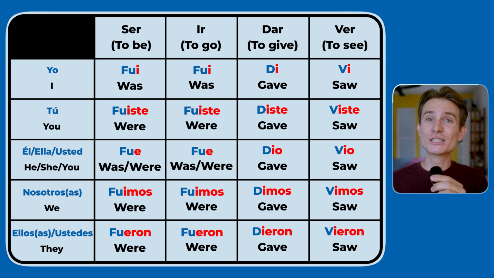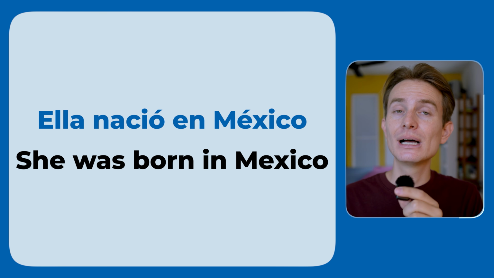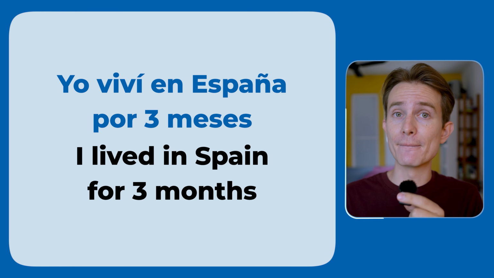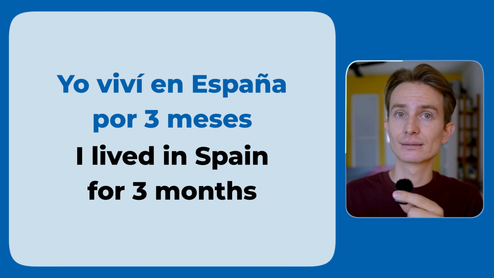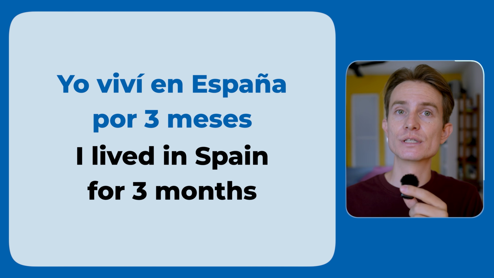So remember, the preterite is used for one-time actions in the past. Here are various examples for you. Compré un carro nuevo. Ella nació en México. Empezó a llover. Now, an important thing to understand when using the preterite is that we use it for specific times. For example, in 2019, I studied abroad in Spain for 3 months. So I could say something like, yo viví en España por 3 meses. That's a specific time, 3 meses, and therefore we will use the preterite.